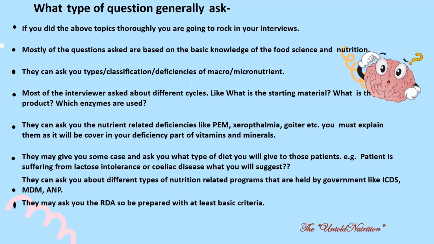They can ask you about types and classification, and deficiency of macro and micronutrients. Most interviews ask about different cycles, like what is the starting material, what is the product, what are the enzymes used. They can ask you about nutrient related deficiencies like PEM, xerophthalmia, goiter, etc. You must be able to explain them, as they are covered in the deficiency part of vitamins and minerals.